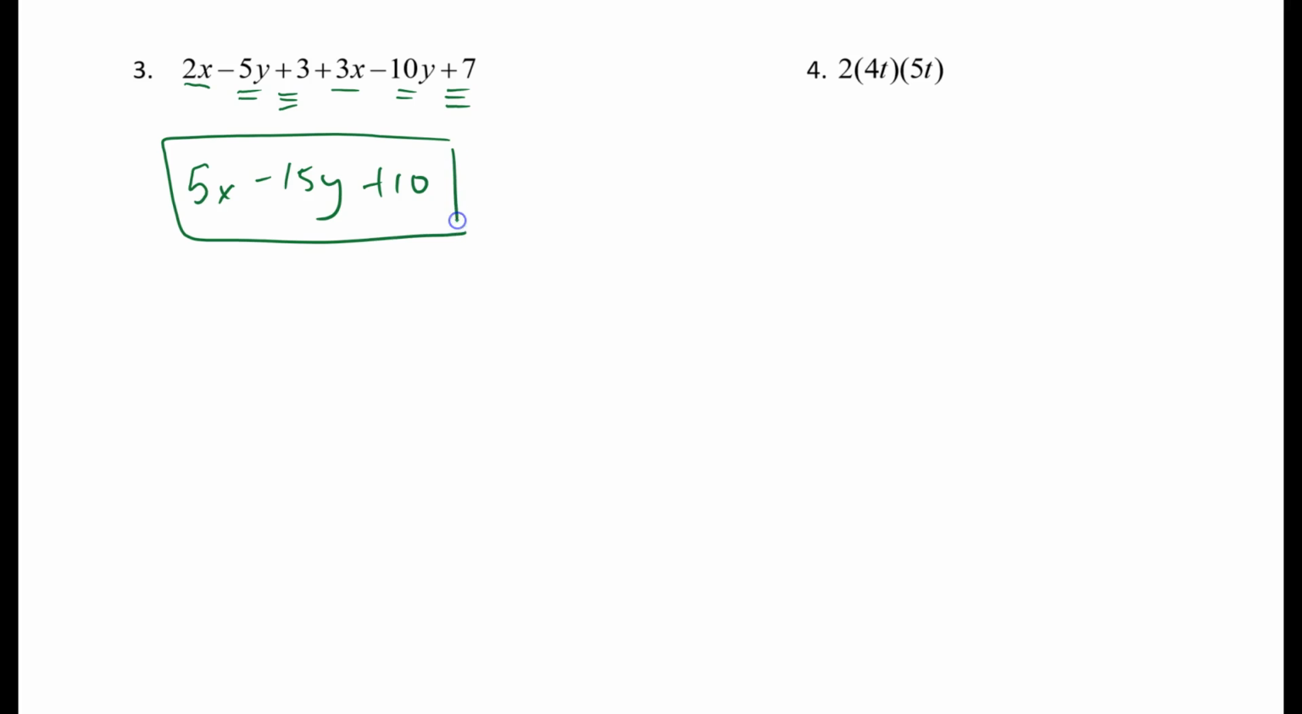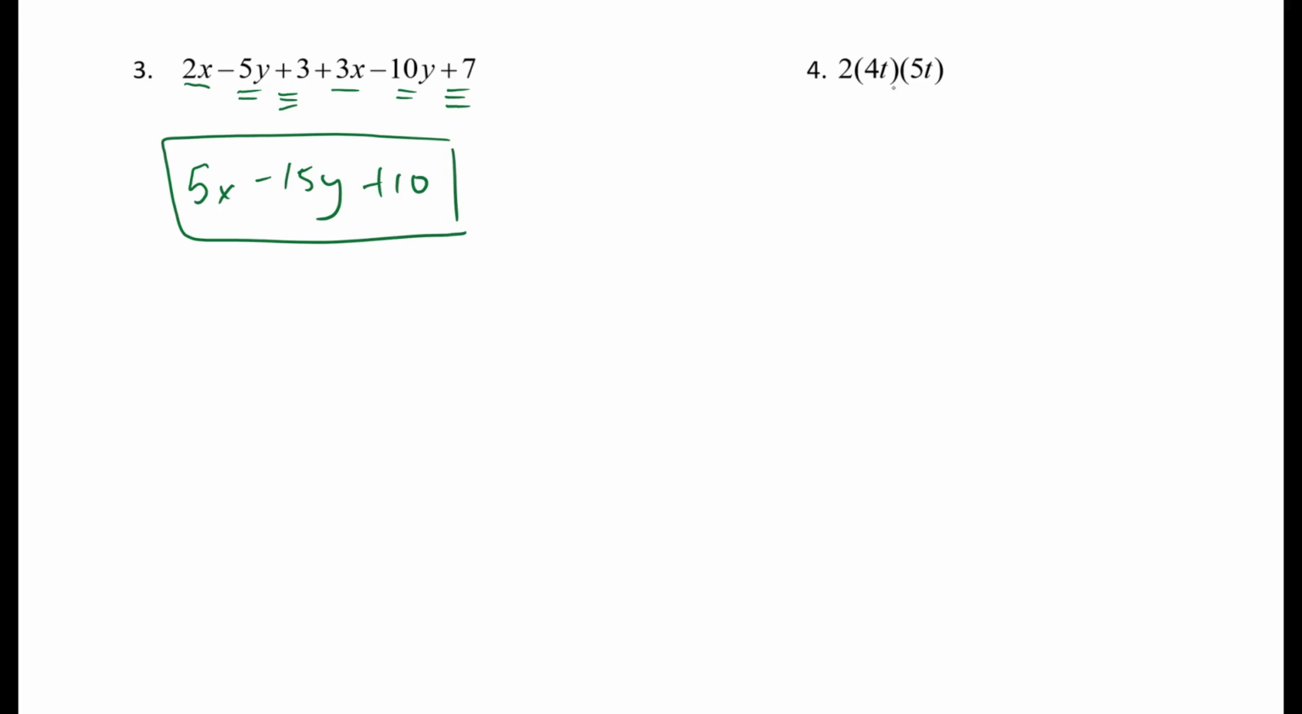Number 3, these are a bunch of monomials added together. This is just a matter of collecting like terms. So here we have some x's together, here's some y's, and here's some constant numbers. We've just got to collect them together. 2x and 3x is 5x, negative 5y and negative 10y is minus 15y, 3 plus 7 is 10. And that cannot be simplified any further.